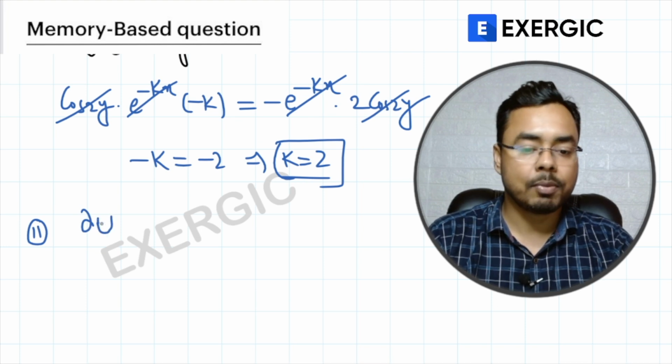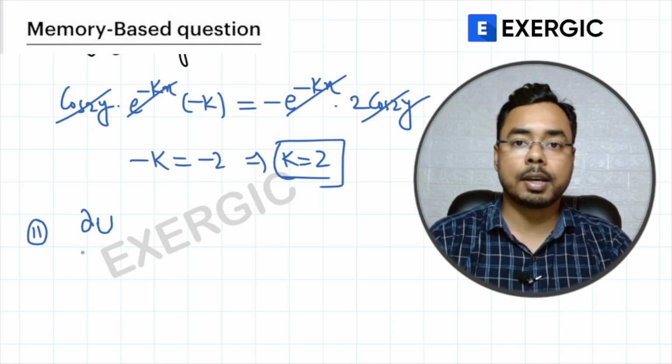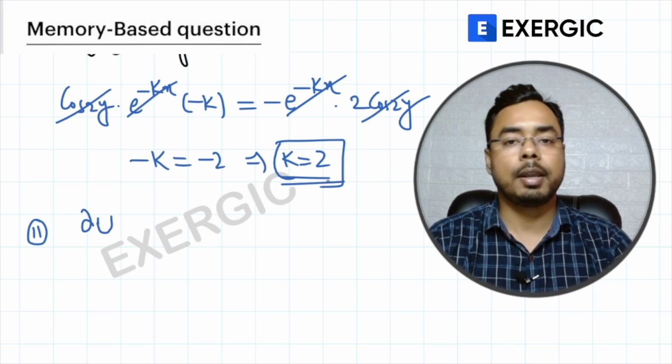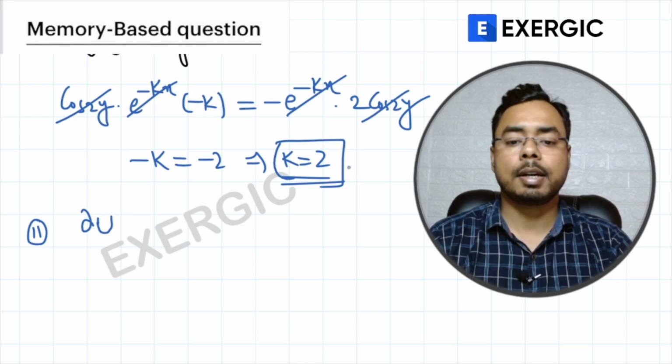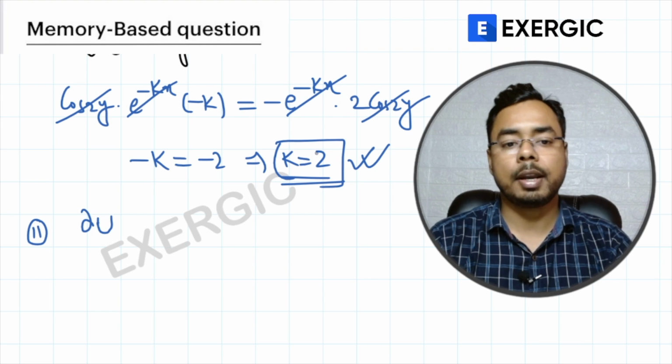Because if one of the options is that there is no value of k for which this is analytic, then you have to check both equations. But if this is a numerical answer type question, then from here itself you can say that the value of k will be 2, right? So let us see what the second equation will be.